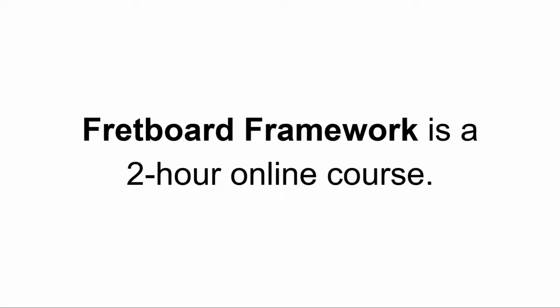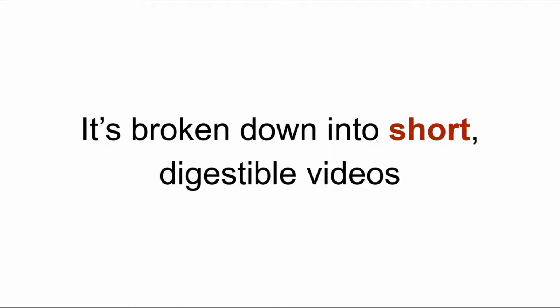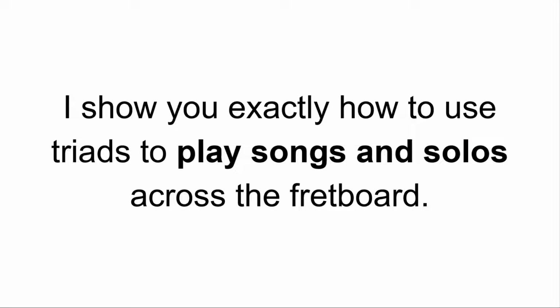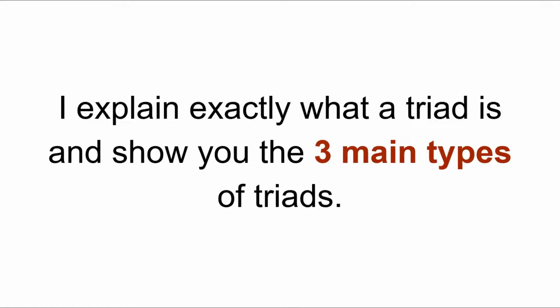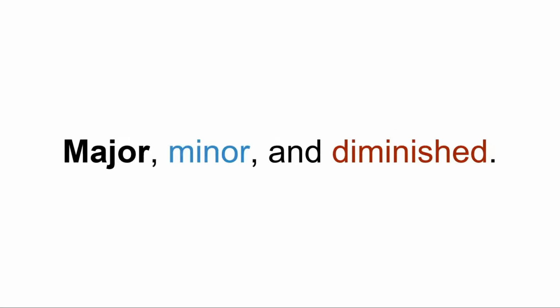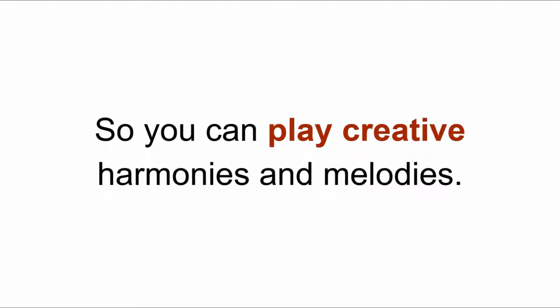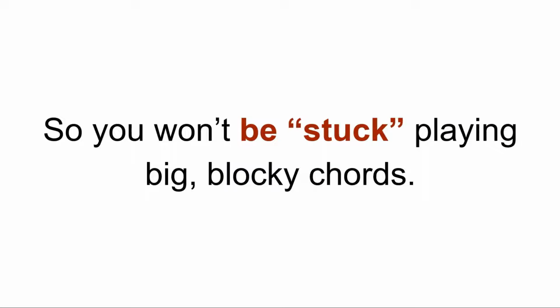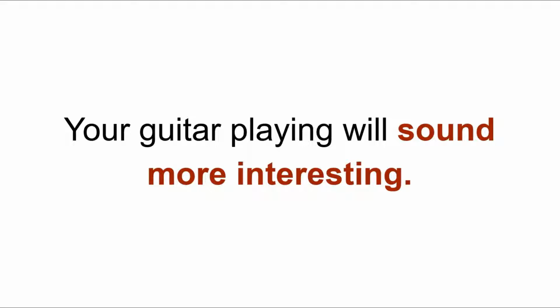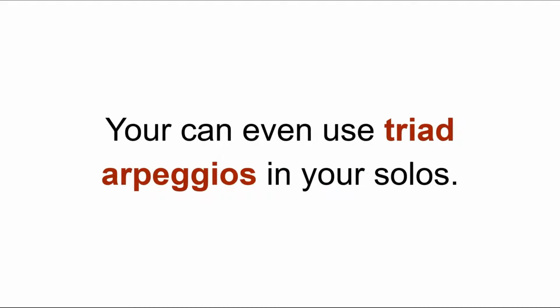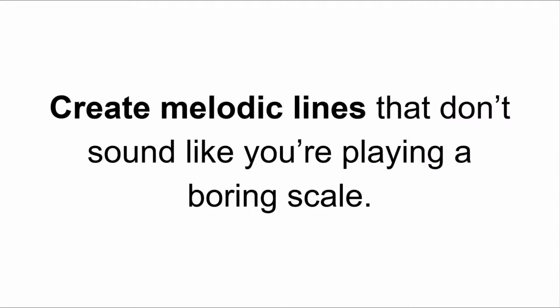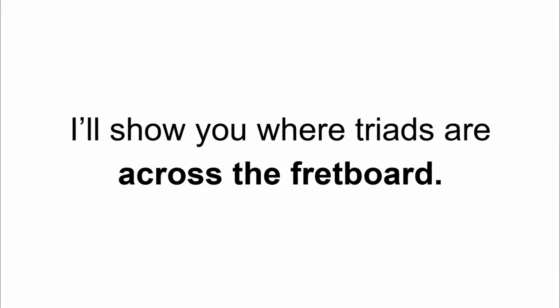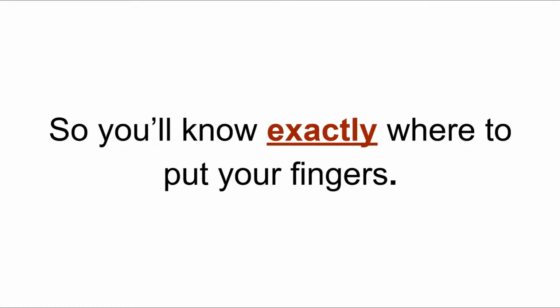This 2-hour course is completely online and broken down into short, easy-to-digest videos where I show you exactly how to use triads to play songs and solos across the fretboard. The first few videos explain exactly what a triad is and demonstrate how the 3 main types of triads, major, minor, and diminished, allow you to play creative harmonies and melodies. They're also powerful for playing songs because you'll learn new voicings so you won't be stuck playing big, blocky chords and your guitar playing will sound more interesting. You can even use triad arpeggios in your solos to create melodic lines that don't sound like you're just playing a boring scale. I show you where the triads are across the fretboard so you'll know exactly where to put your fingers.